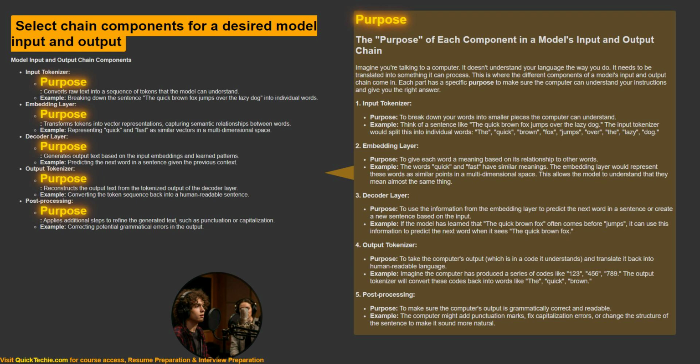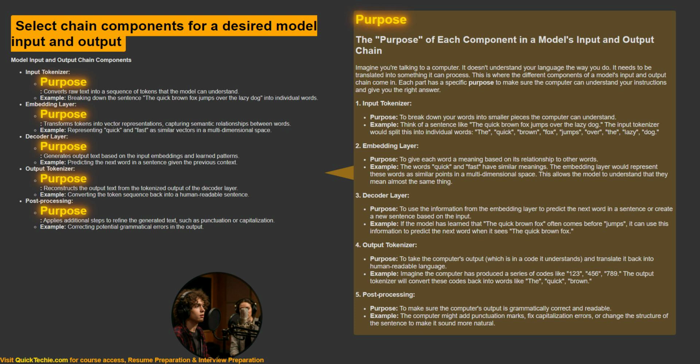Embedding layer. Purpose: to give each word a meaning based on its relationship to other words. Example: the words "quick" and "fast" have similar meanings. The embedding layer would represent these words as similar points in a multi-dimensional space. This allows the model to understand that they mean almost the same thing.